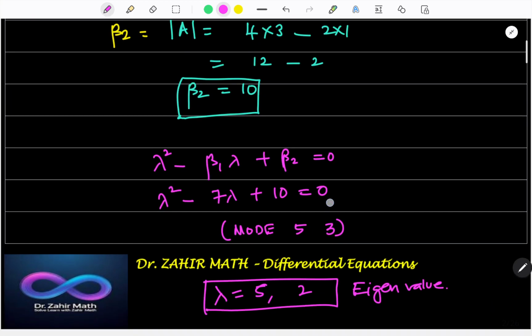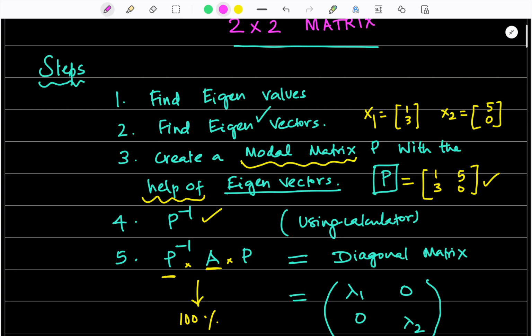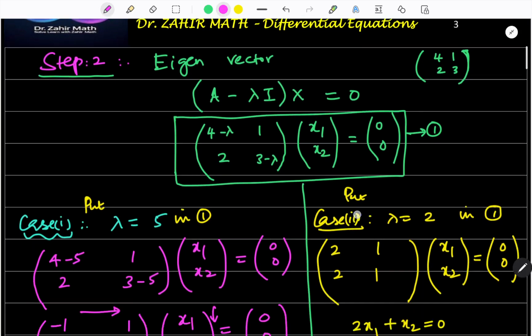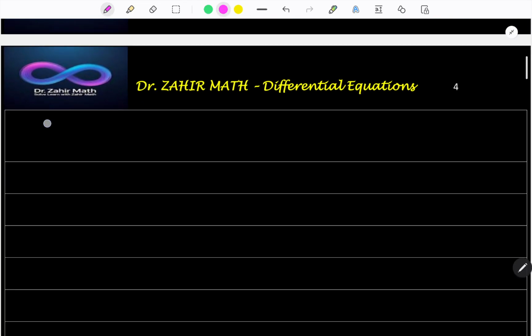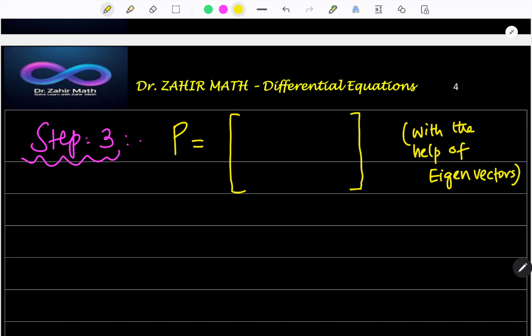What is step number 3? Let me go again. So step number 3 is you are going to create a model matrix P with the help of eigenvectors, right? Yes, so let me create a model matrix, which is step number 3, okay? So model matrix P, right? P is equal to, with the help of eigenvectors. You can say whatever words you want, you can use it. With the help of eigenvectors.